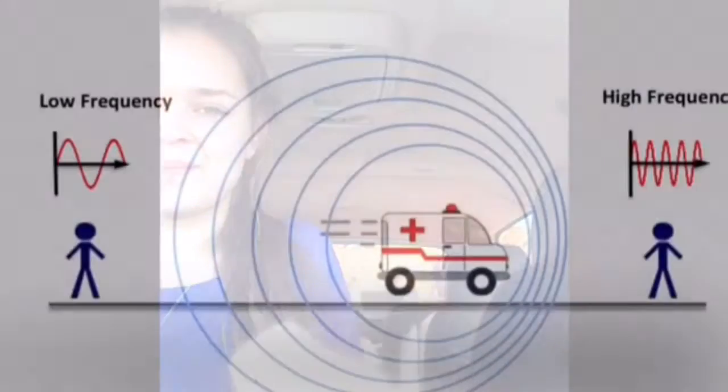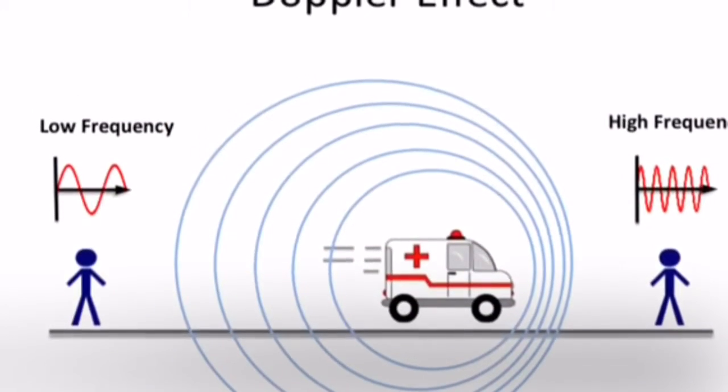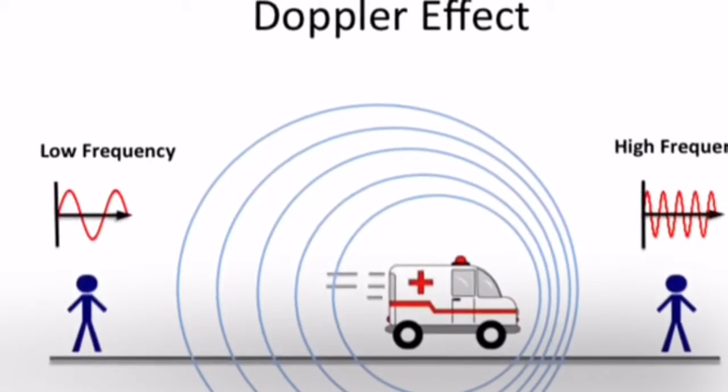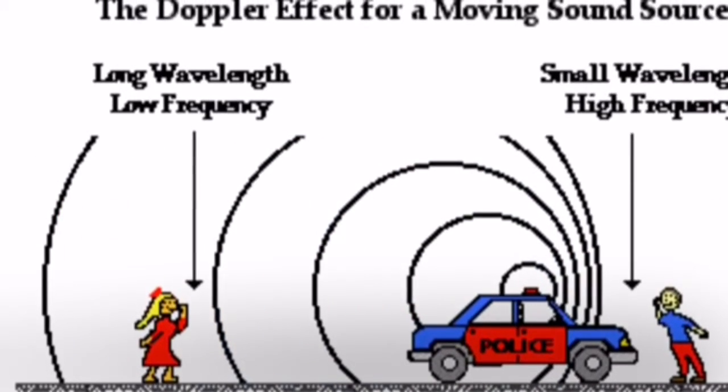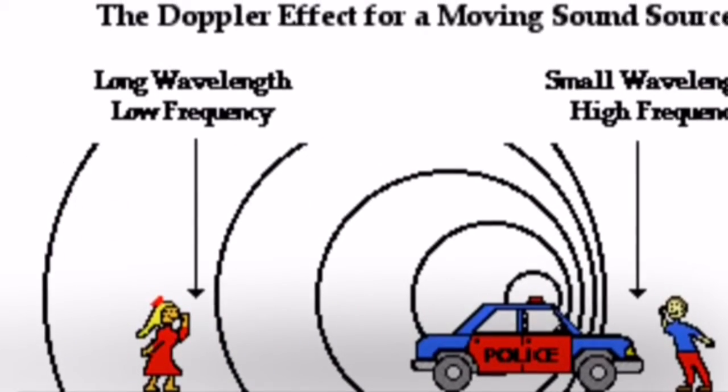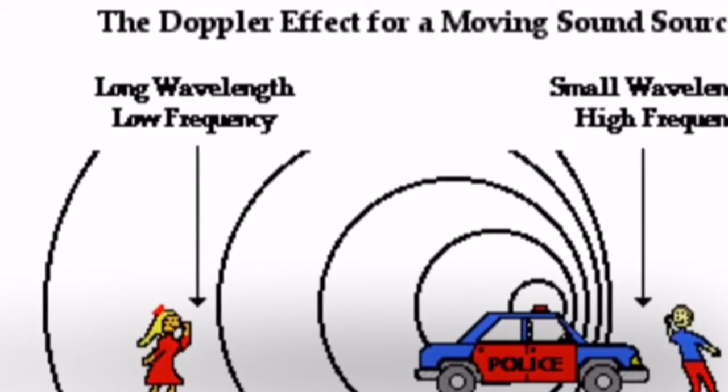So to conclude, the Doppler effect is a shift in frequency for the sound waves that is made by a moving source, such as the car with music on.